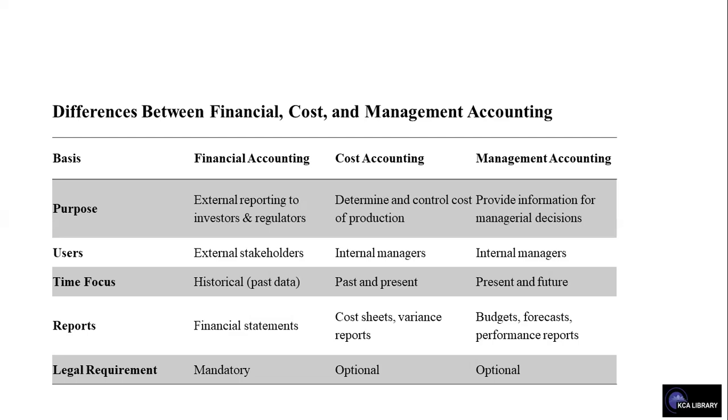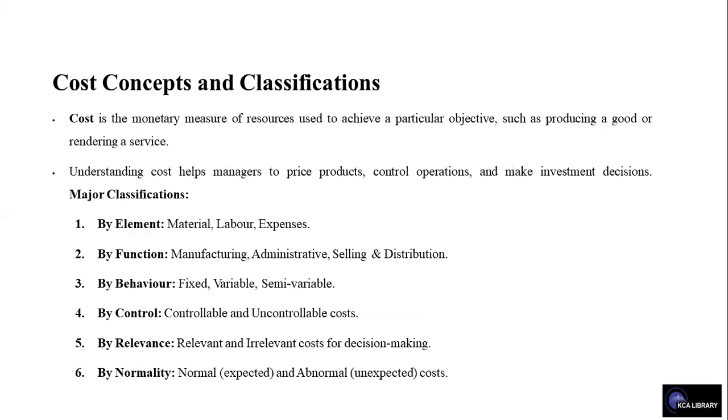And in terms of reporting, financial accounting reports using financial statements, and that of cost accounting makes use of cost sheets and variance reports, while management accounting makes use of budgets, forecasts, and performance reports. And lastly, the legal requirements: under financial accounting, it's mandatory, while under cost accounting and management accounting, the legal requirement is optional.